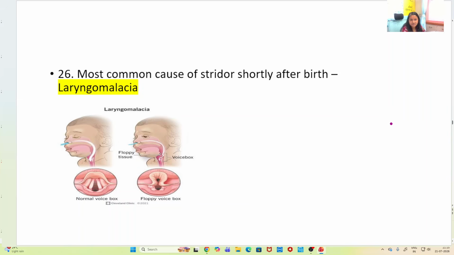Most common cause of stridor shortly after birth is laryngomalacia because of the floppy larynx. Okay, so floppy larynx, every time the child is breathing, the child will have this sound of stridor. The child may be otherwise well apart from the stridor.